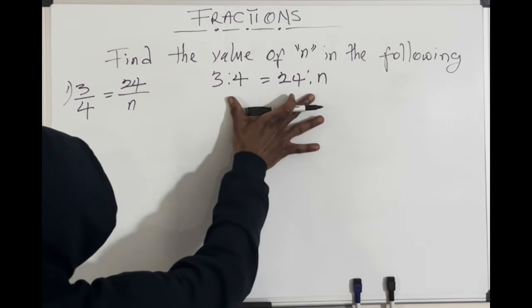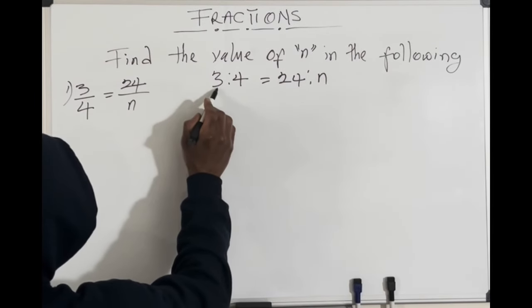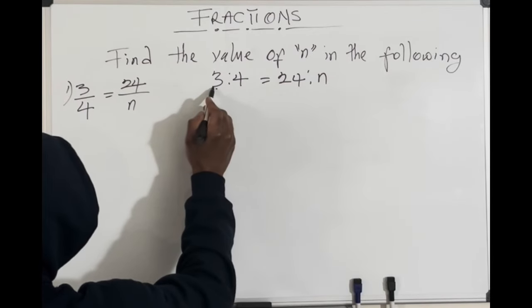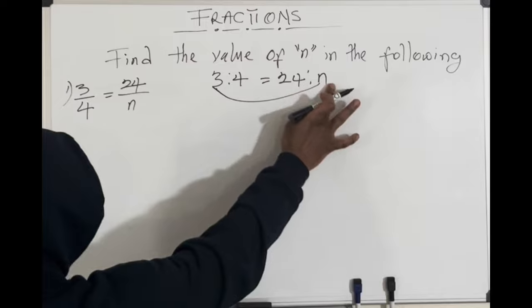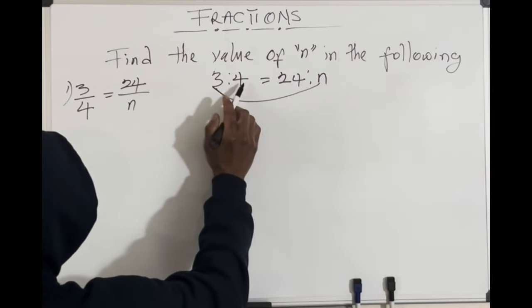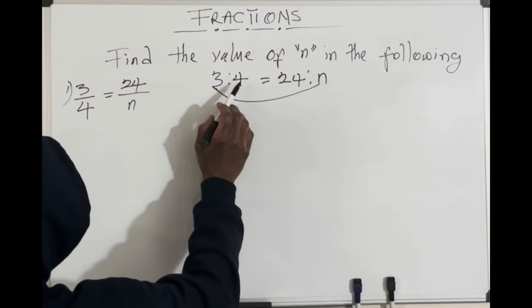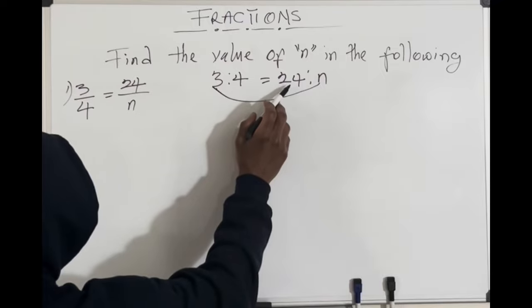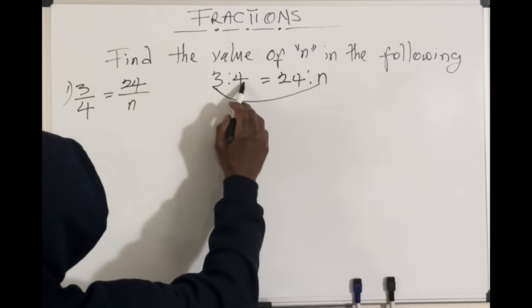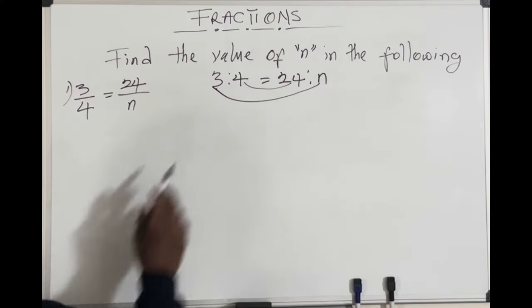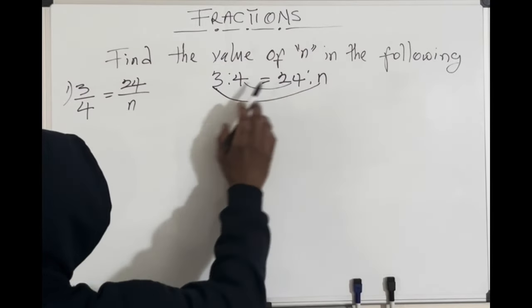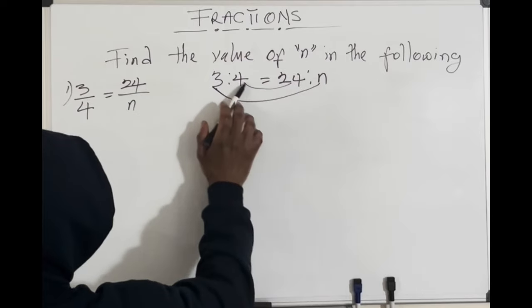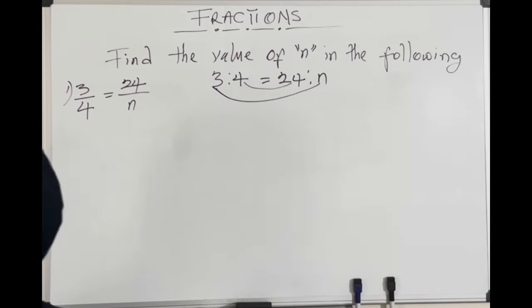When it's in this form, always the first number or letter is multiplied by the last number or letter. And then the second number or letter is multiplied by the one closest to it. So this is how it goes. Always remember that the first goes through to the last, and the second goes through the closest number there.